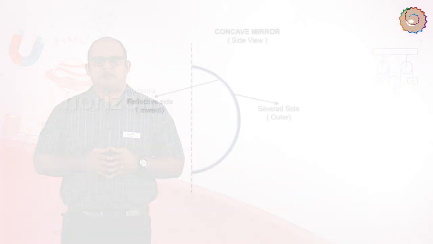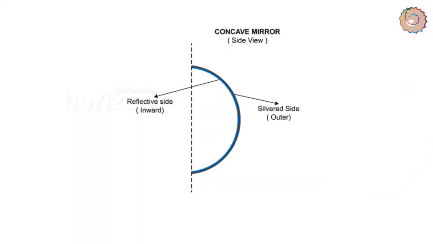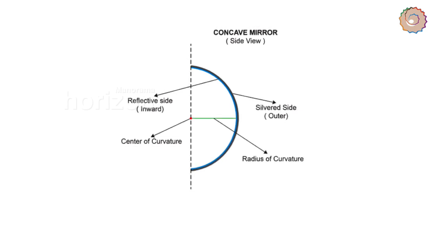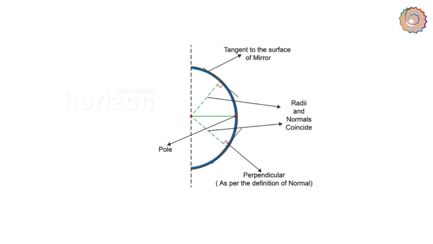Here is a concave mirror. It is the part of a hollow sphere. When we look at it from the side, what we see is the arc of a circle. That circle has a center, which is the same as the sphere of which it is a part. And this center is better known as the center of curvature. If we were to draw a line from the center to the surface of the mirror, we see it as the radius, and we call this the radius of curvature for this mirror.